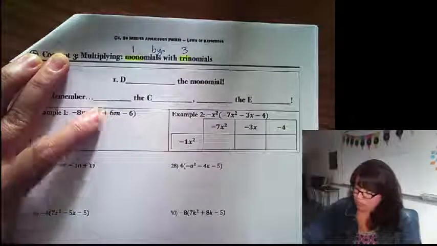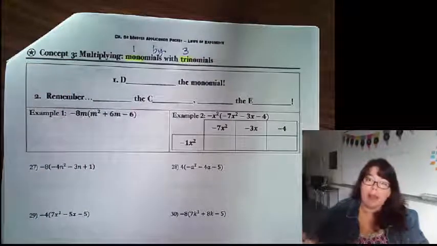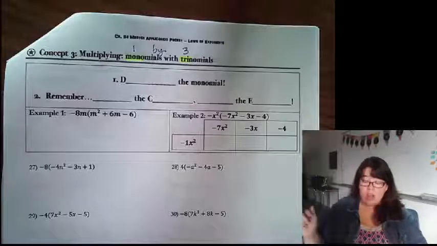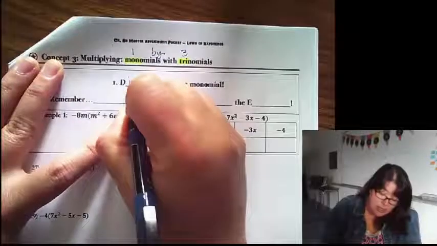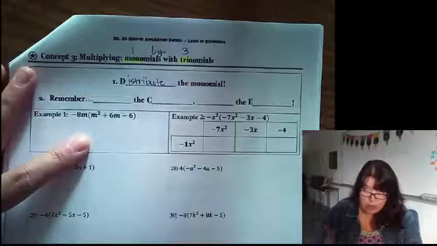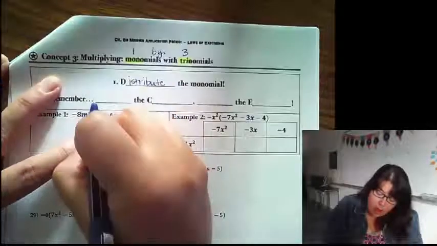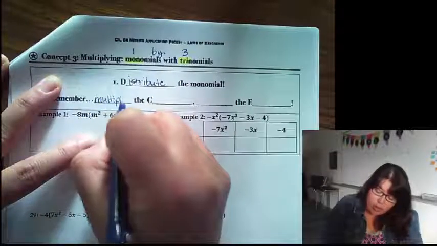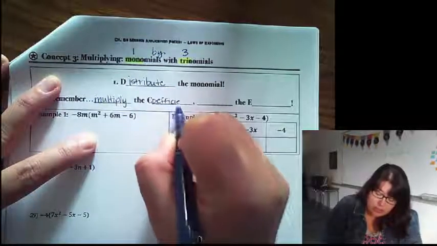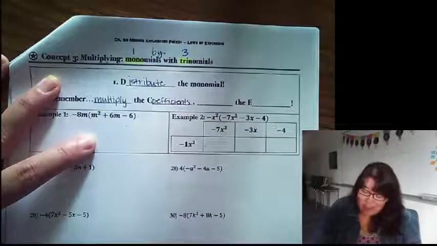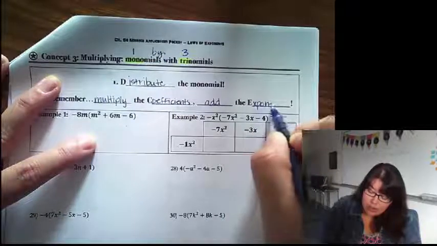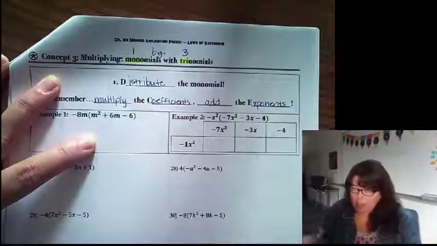a little bit. The first thing you've got to remember when we're multiplying is that all we're going to be doing is taking the monomial and distributing it to the trinomial. Okay, so the first thing we're going to do is just distribute the monomial. Remember, when you distribute, you're going to multiply the coefficients. And then what are you going to do with your exponents? You are going to add your exponents. Okay? So let's take a look at what that's going to be like.